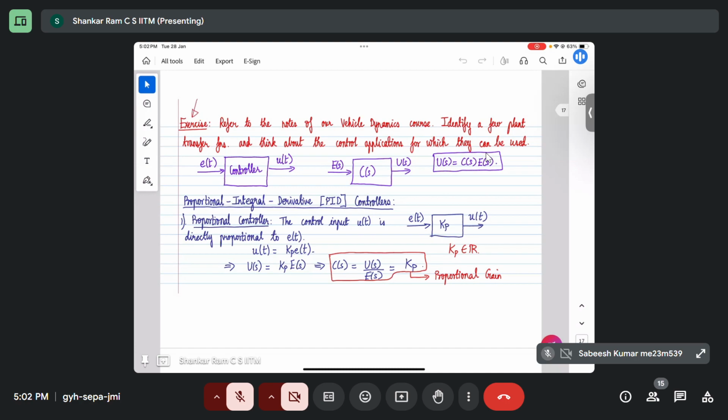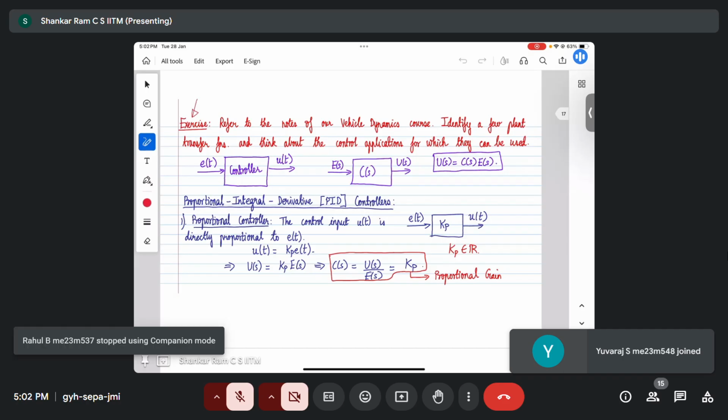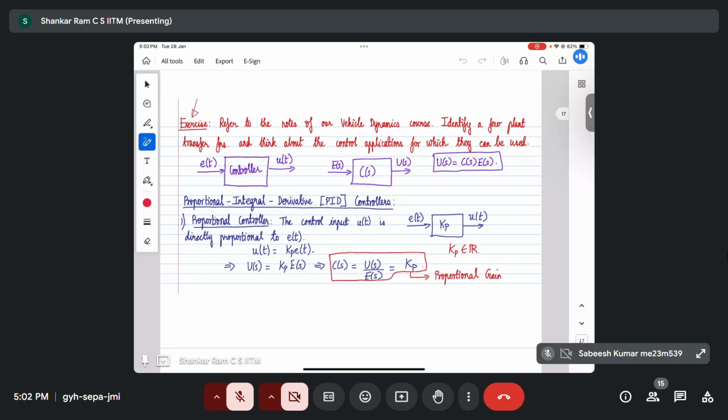Let's get started. If you recollect, in yesterday's class we were looking at the overall closed loop feedback control system. Today we will be looking at the PID controller. We identified that the overall control design problem involves working with the C of S, right?